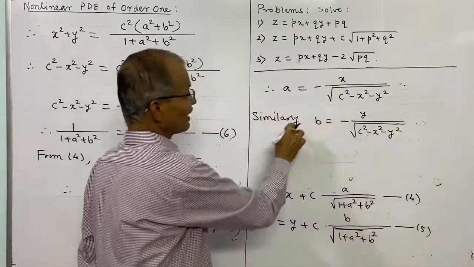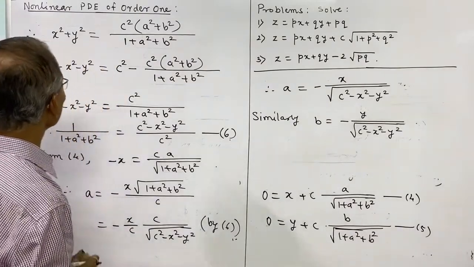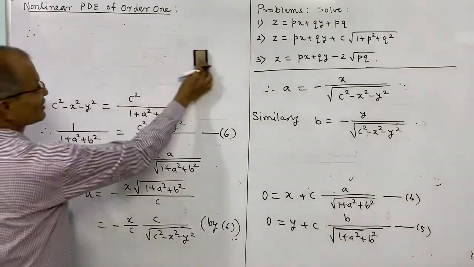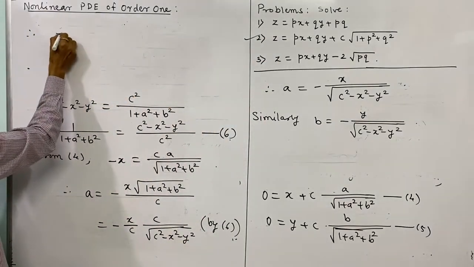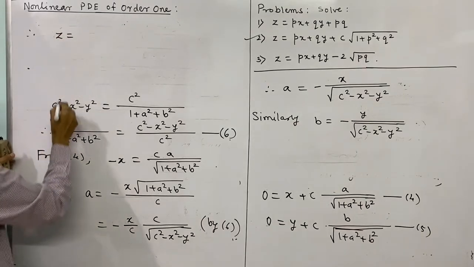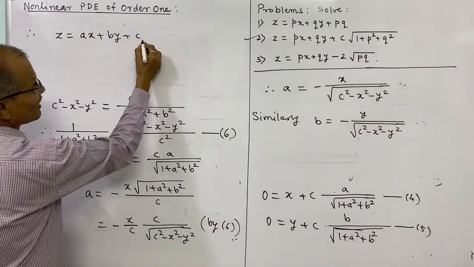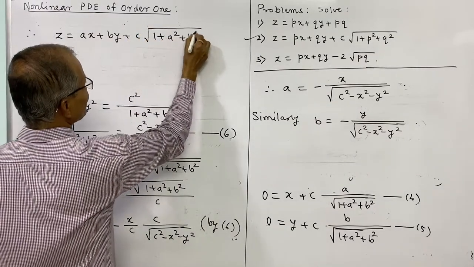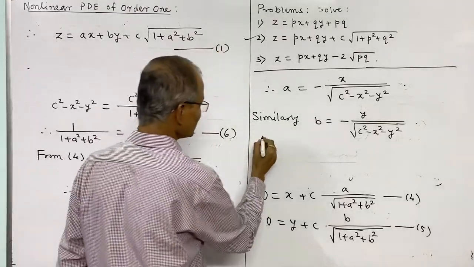Now we put these values in 1. That is the complete solution. Now what is the complete solution? What was the complete solution for this equation? We are solving the second, and the complete integral of this equation is z is equal to a into x plus b into y plus c into under root 1 plus a square plus b square, and that we have numbered as 1. Now we write, putting these in 1.